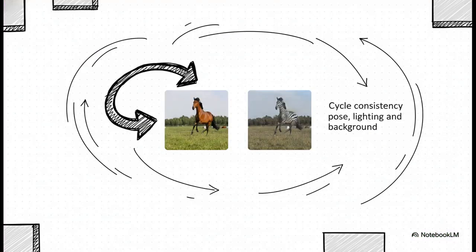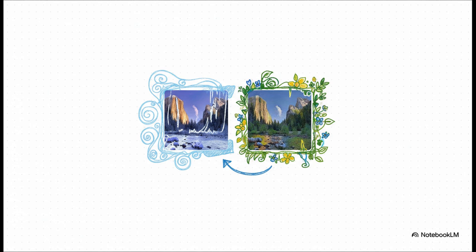First up, yes, it can do that classic horse-to-zebra translation. But look closely. It's not just slapping on a stripe pattern. It's adding those stripes while perfectly preserving the horse's original pose, the lighting, the background, everything. It can also change the entire season of a landscape. It can turn a snowy winter scene into a lush green summer one. And again, notice how it keeps the underlying structure, the mountains, the river, totally intact.